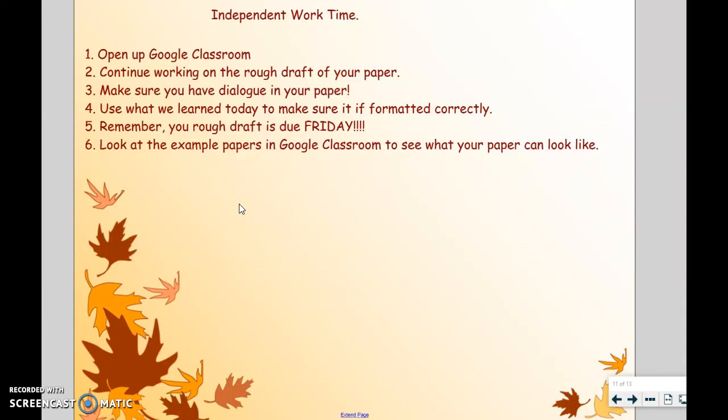You can make sure you're using what we learned today to make sure your dialogue is formatted correctly. If you are confused or if you have some questions, ask myself. If Miss Miller is in the room, you can ask her, or ask the sub if you have to help you format dialogue. Remember, your rough draft is due Friday. If you're struggling, you don't know what your paper should look like, look at the examples that I have posted in Google Classroom, and it will help you see what it is I'm looking for. Again, your rough draft is due Friday.